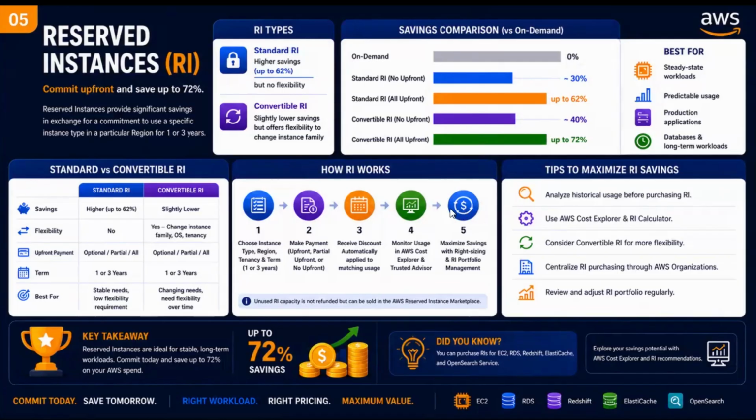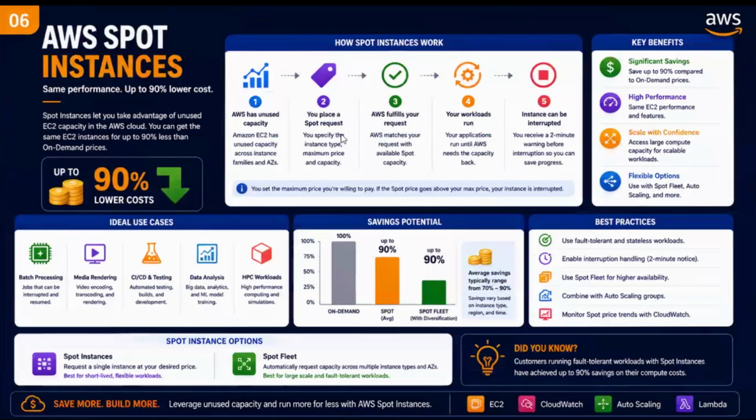So next is Spot Instances. This is a very effective cost optimization option, and also my favorite cost optimization strategy for the right workloads. AWS Spot Instances use a lot of unused and idle capacity across instance families and availability zones.